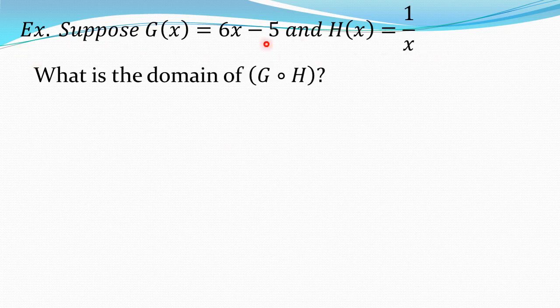Sometimes in some items, you'll be given just one single question: what is the domain of G circle H? So how do you do this? First, you evaluate the expression of G circle H. Then you investigate what the domain would look like.